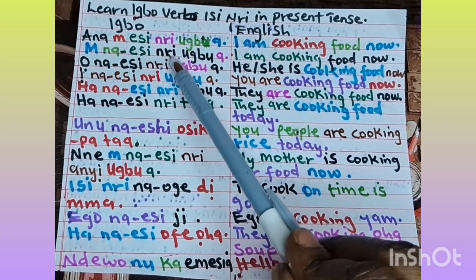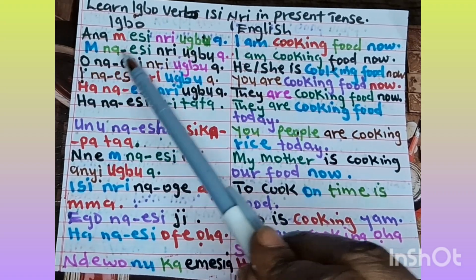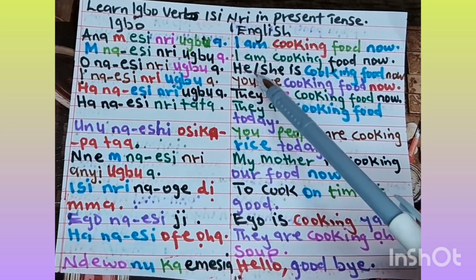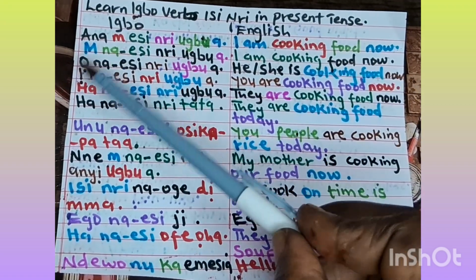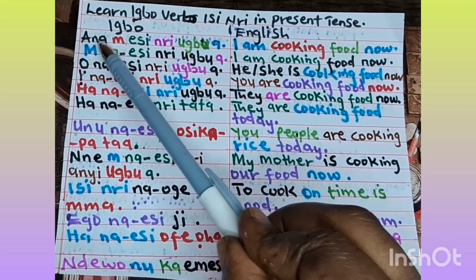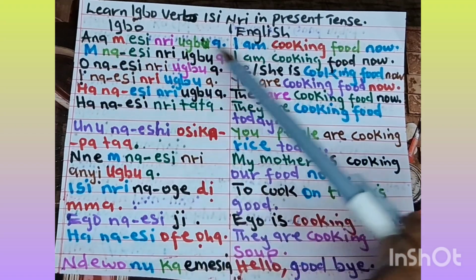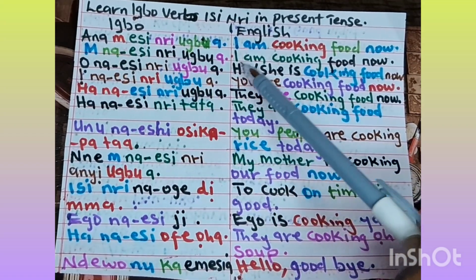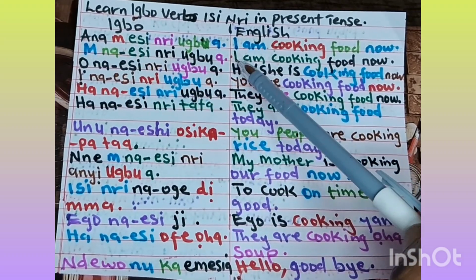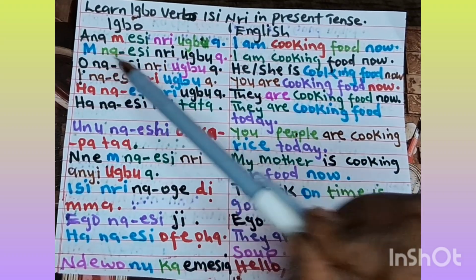Nna esi nri ugbu a. Meaning, I am cooking food now. Remember, anam is I am. Nna is also I am. Means I.